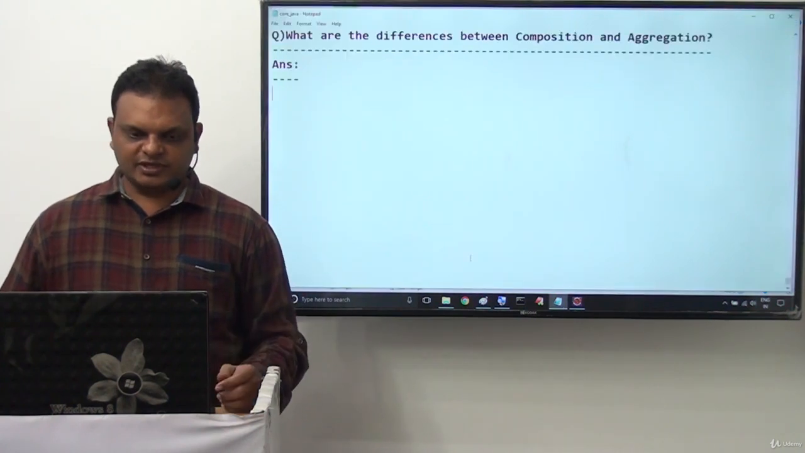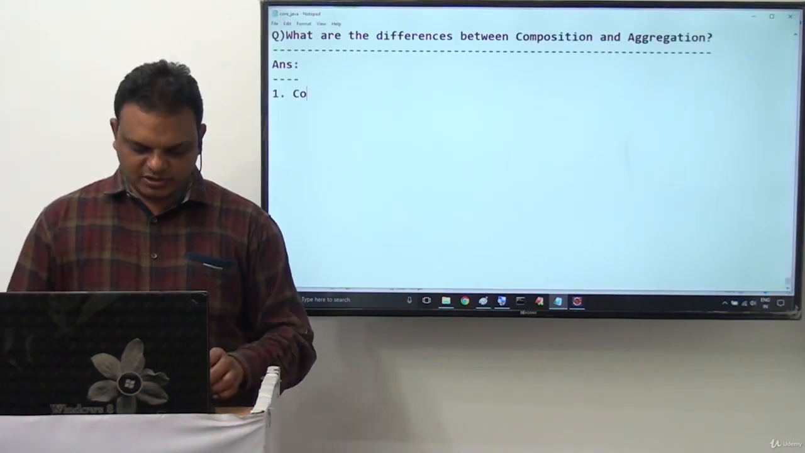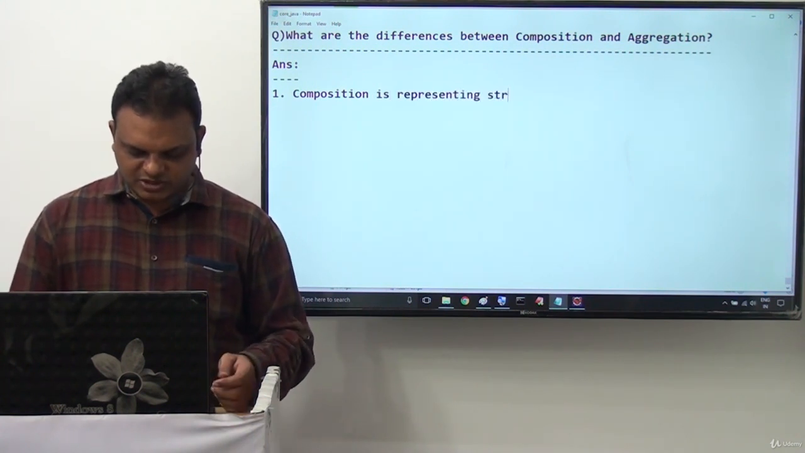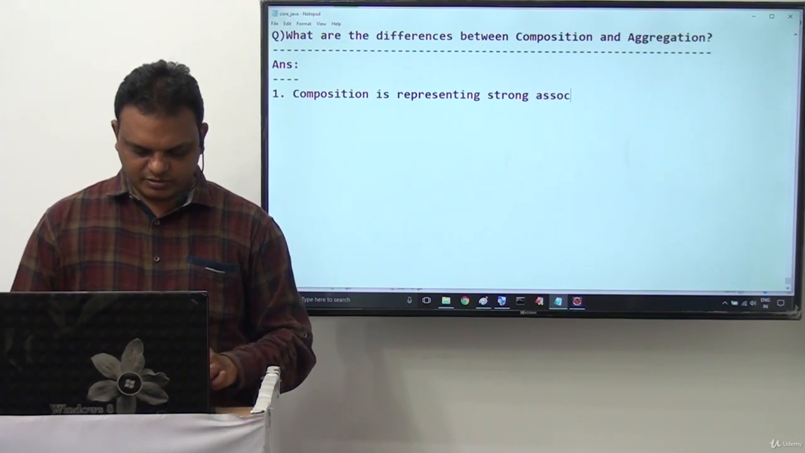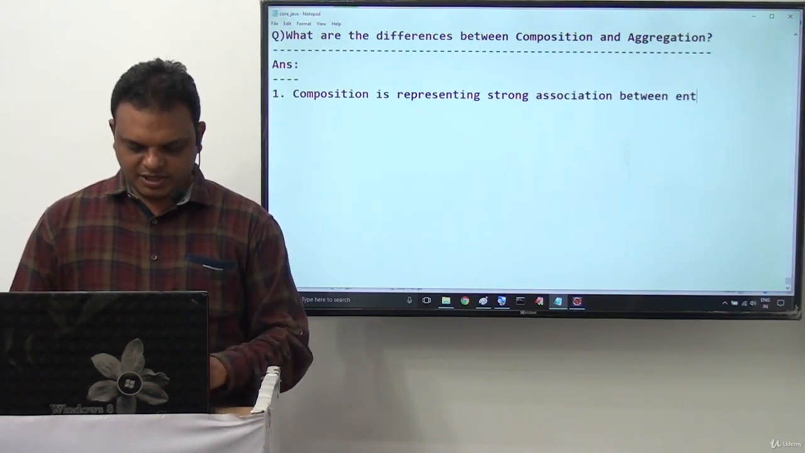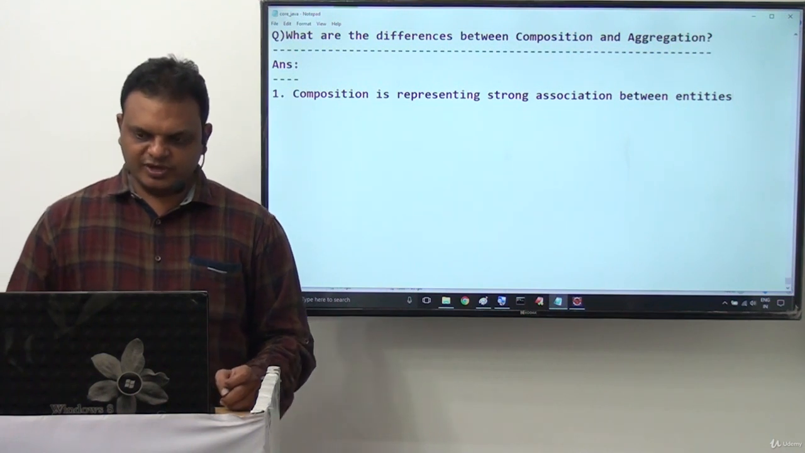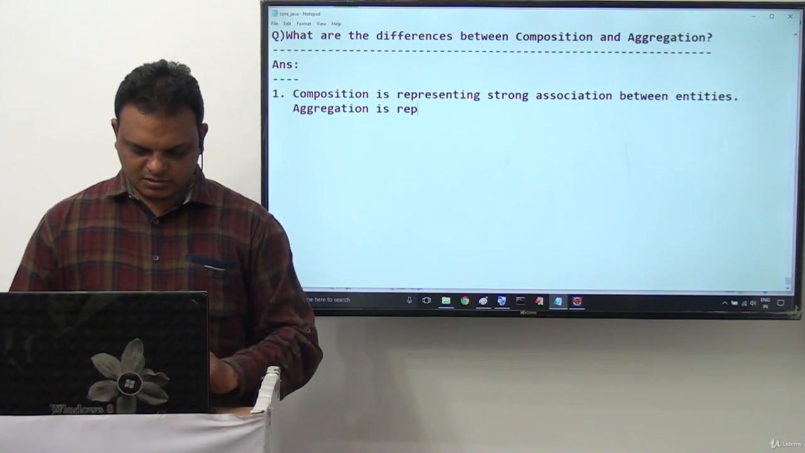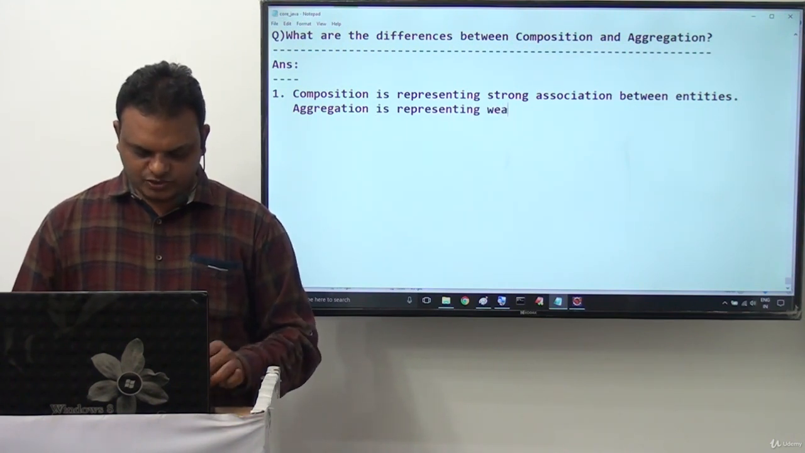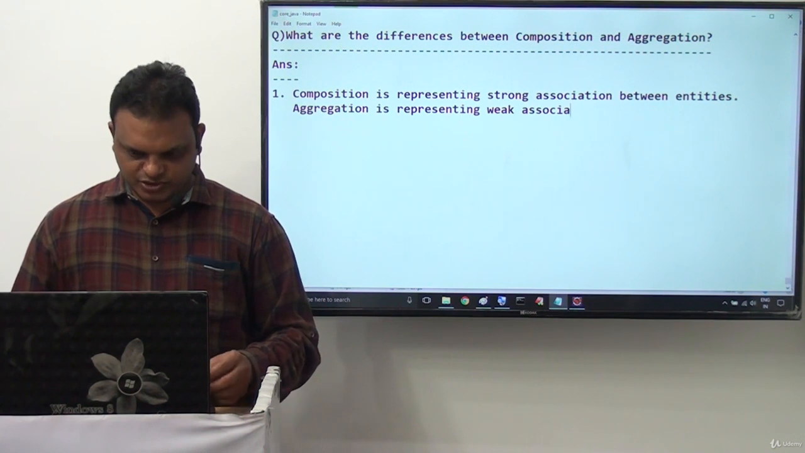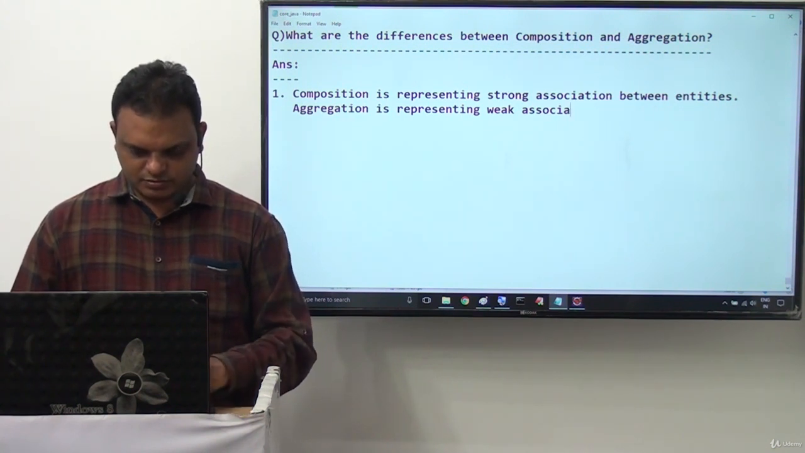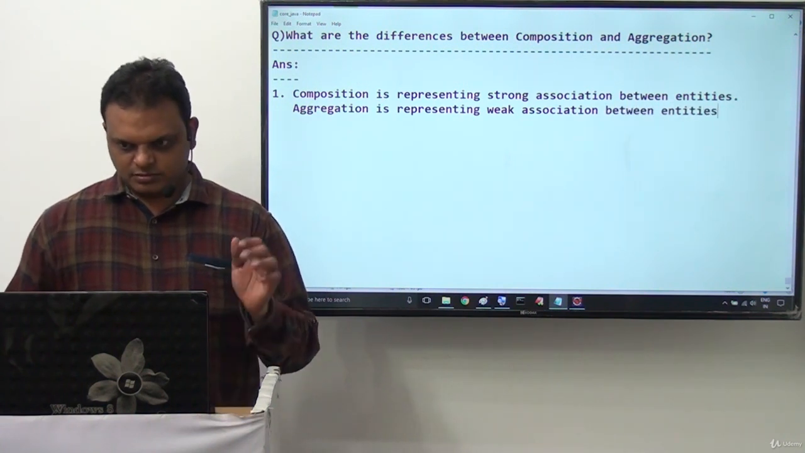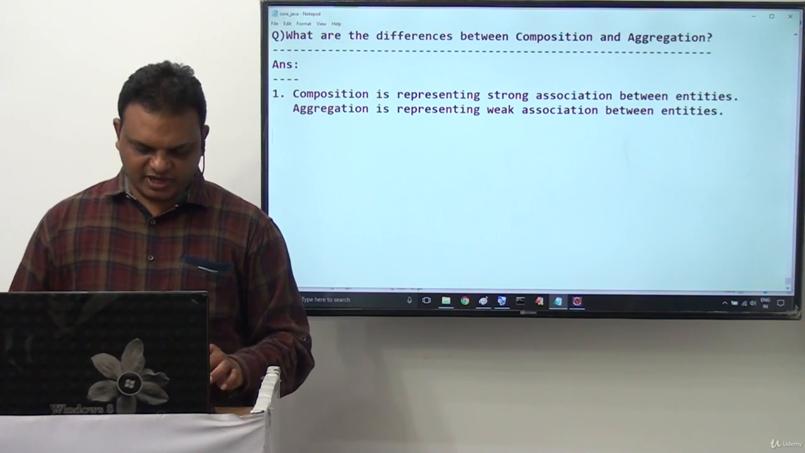Point number one is which one here? Composition is representing strong association between entities. But aggregation is representing weak association between entities. Right, so this is the first difference we can identify.